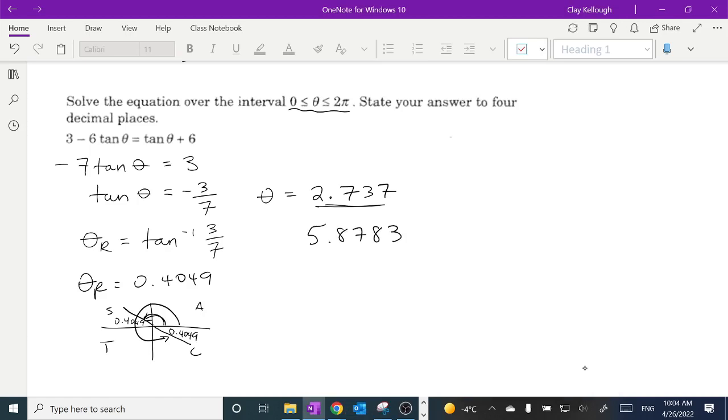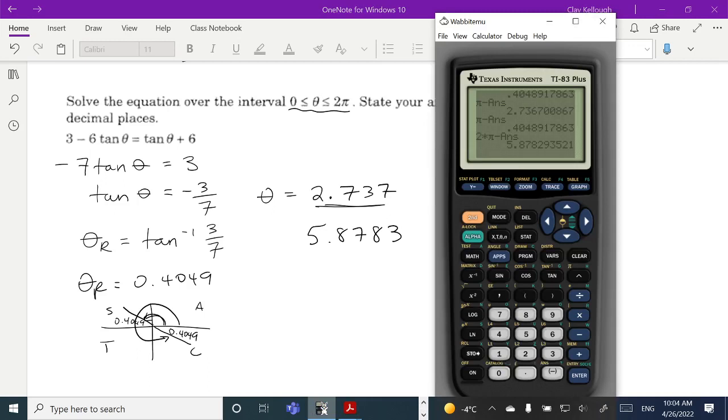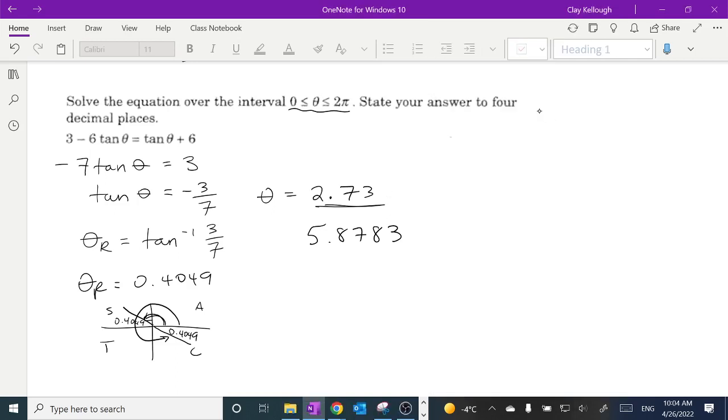Oh, wait a minute. I just realized I rounded that at the wrong place. That should be a 67. It wanted 4 decimal places. Do what it says or else you lose half a mark. There we go. Decimals. Any questions on how I did that?